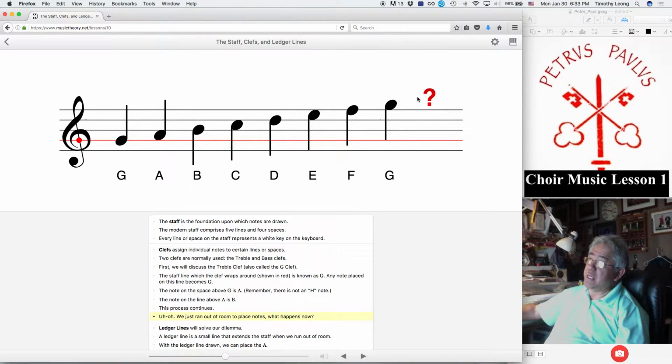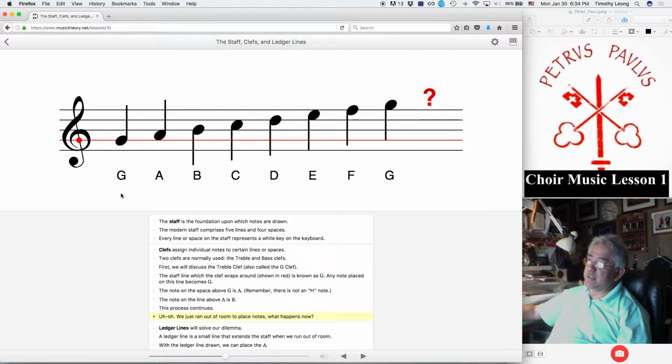If we wanted a B above the staff, we'd draw a line and put it out in the space above. That would be a B. Similarly, if we wanted to go below the staff, this space would be a D, and a line below the staff with a note on it would be a C, etc., etc. So that's how you read music.